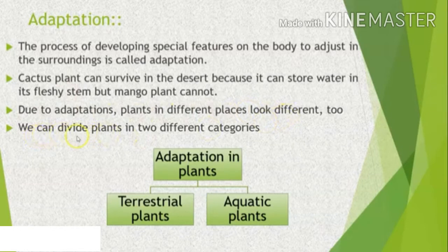We can divide plants into two different categories according to adaptation. So plants, according to adaptation, are divided as terrestrial plants and aquatic plants. Let's see now what terrestrial and aquatic plants are.